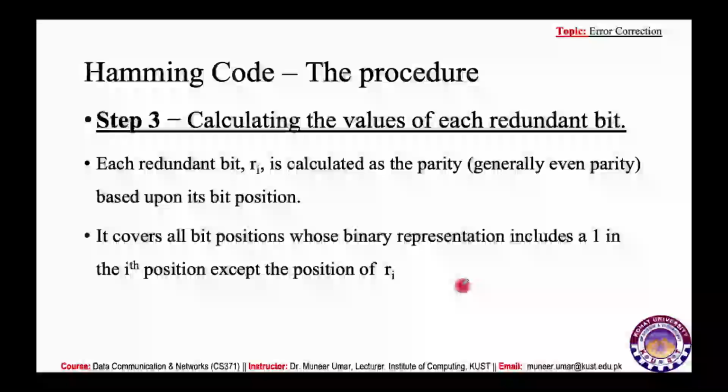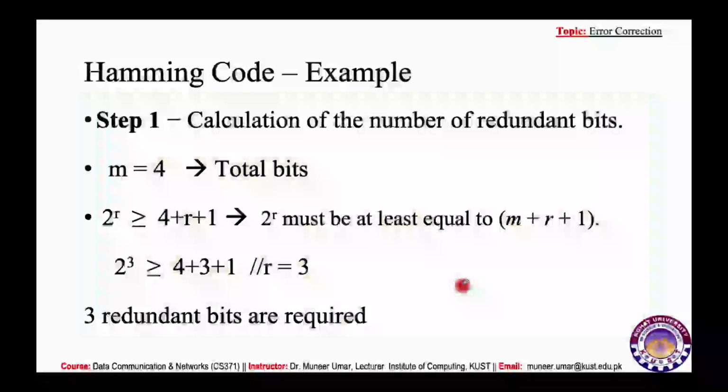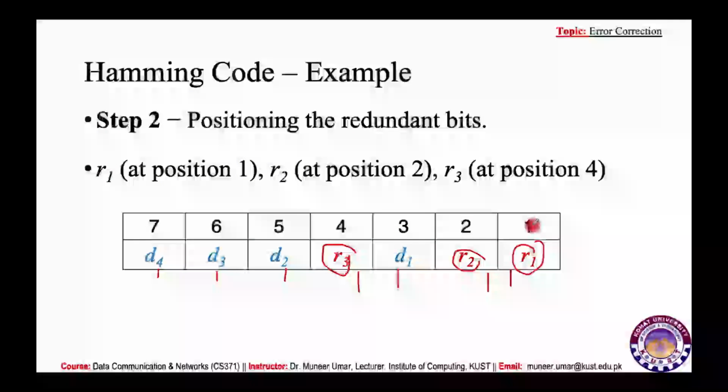So if we look into the example here, position number 1 is given to R1, position number 2 for R2, position number 4 for R3, then position number 8 would be for R4, position number 16 would be for R5, and so on.